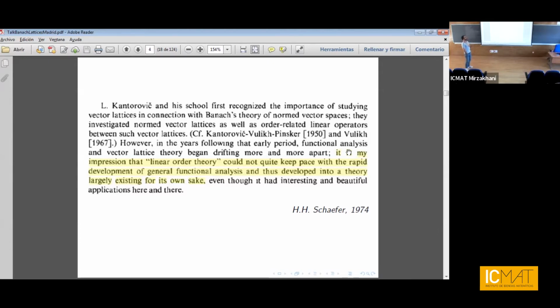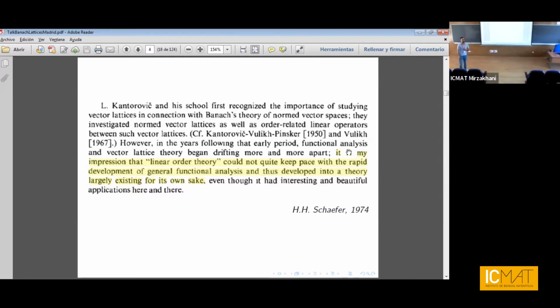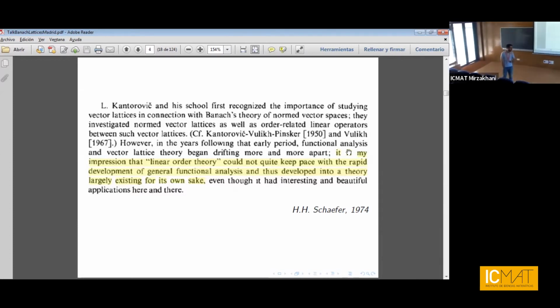He said that in the years following the early period, functional analysis and vector lattice theory began drifting more and more apart. And he said, it is my impression that linear order theory could not quite keep pace with the rapid development of general functional analysis and thus develop into a theory that's existing for its own sake. So as you may see during this talk, Banach space theory developed much faster than Banach lattice theory. And there are some results in Banach lattice theory which look classical, but are quite recent. So I hope that those who are not yet working on Banach lattice theory find in this talk an invitation to start working in this field.